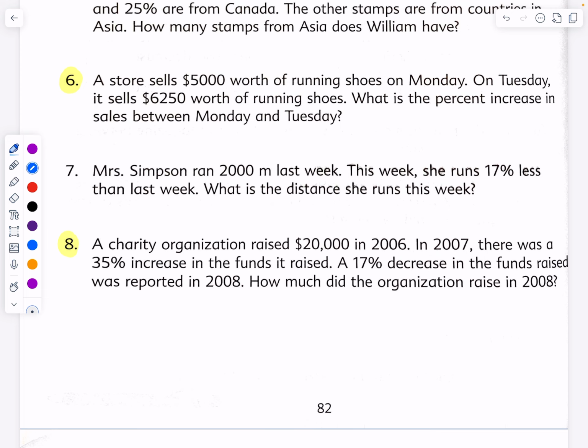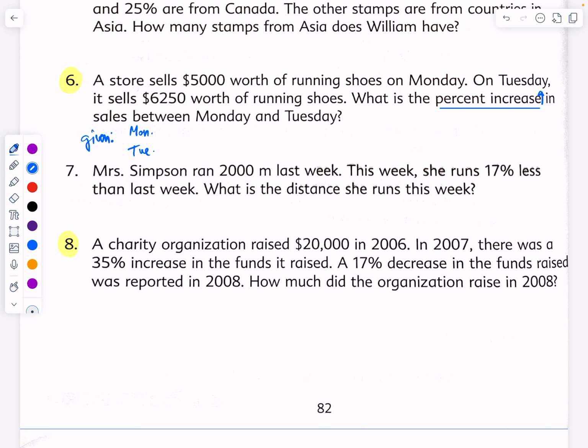Let's go. A store sells $5,000 worth of running shoes on Monday. On Tuesday, it sells $6,250 worth of running shoes. What is the percent increase in sales between Monday and Tuesday? Let's first set up the problem. Reading comprehension. What is the problem talking about? Well, it's talking about shoe sales on Monday and Tuesday, right? That is given.